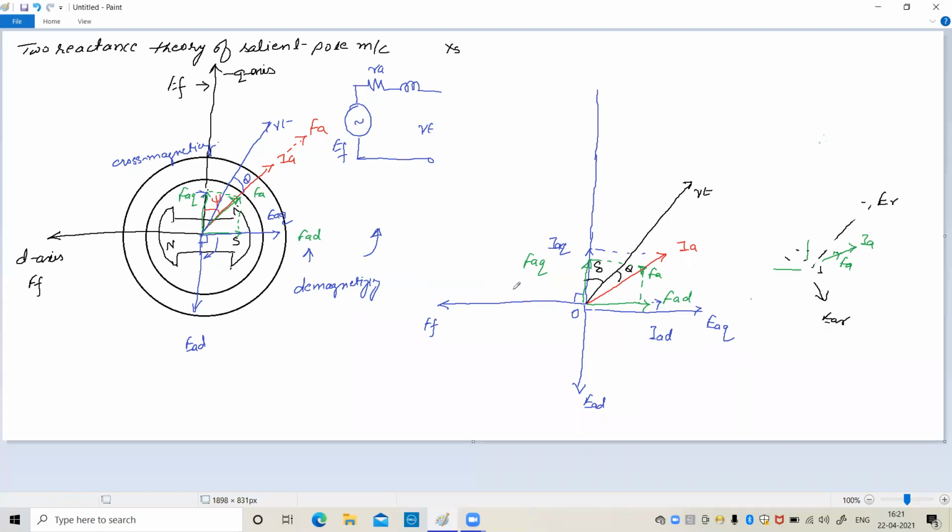So ID and IQ. Now, because of this, the armature resistance drop is in phase with the current.